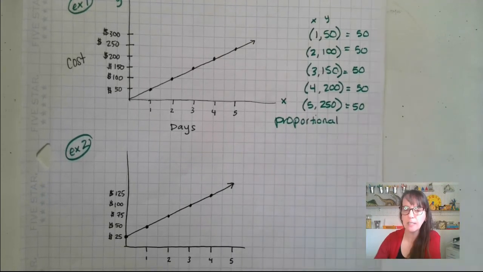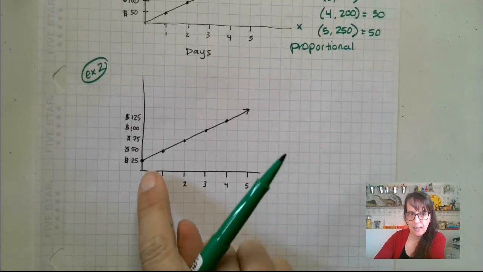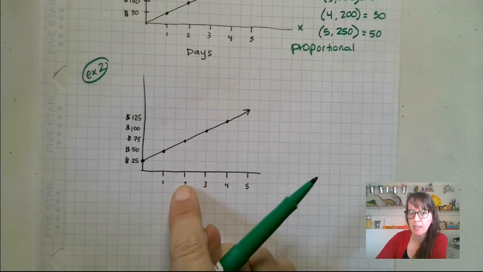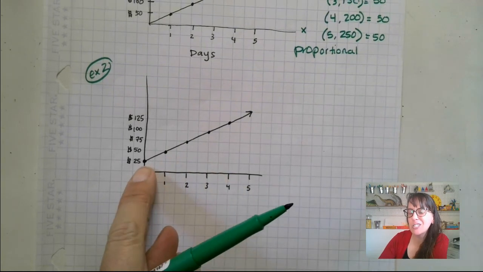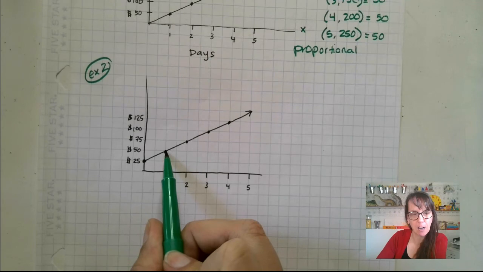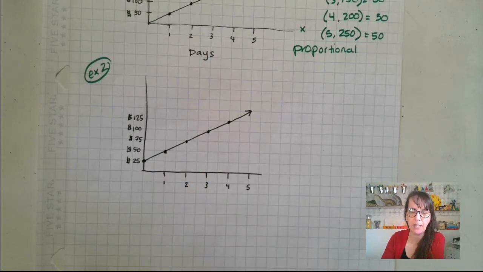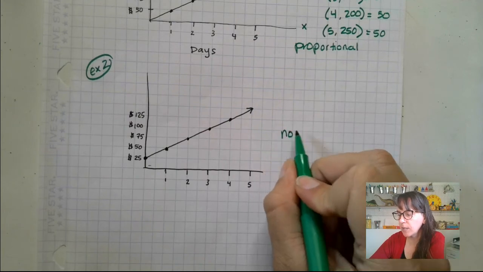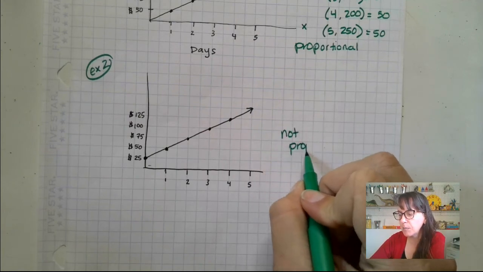Now, let's take a look at this next example. You'll see it's $25 for 1 day, $25 for 2 days, but notice that it's starting at 25. So for 1 day, it's actually $50 because it started at 25. This does not start at 0, 0, so straight away we know that this is not proportional.